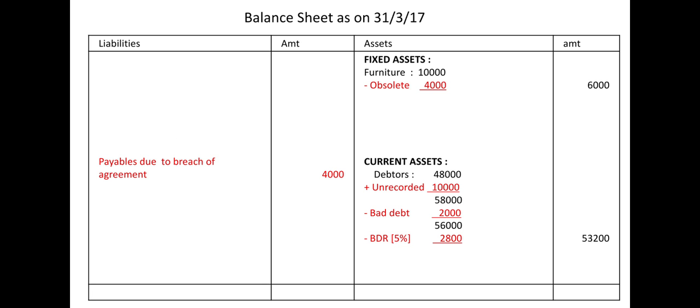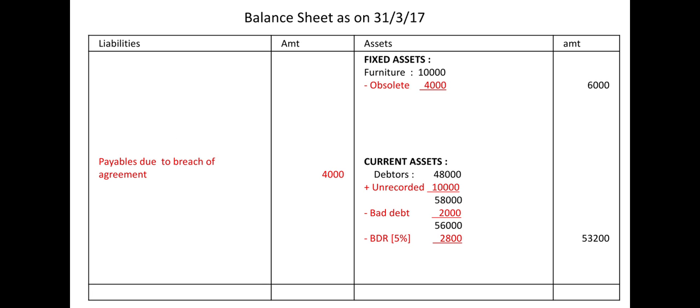You can see I have written on liability side payable due to breach of contract, or you can write outstanding amount for claim payable to customer. Okay, whatever words you want to use. Okay, so it is a liability. So 4,000. Okay, now we are in next adjustment, student. Next adjustment is also with one effect, student. It is an adjustment with single effect.